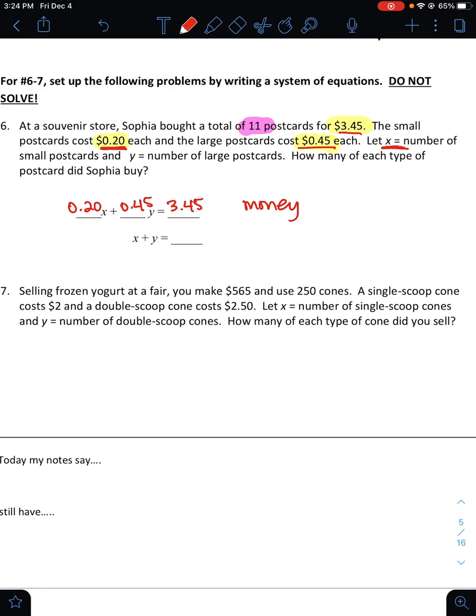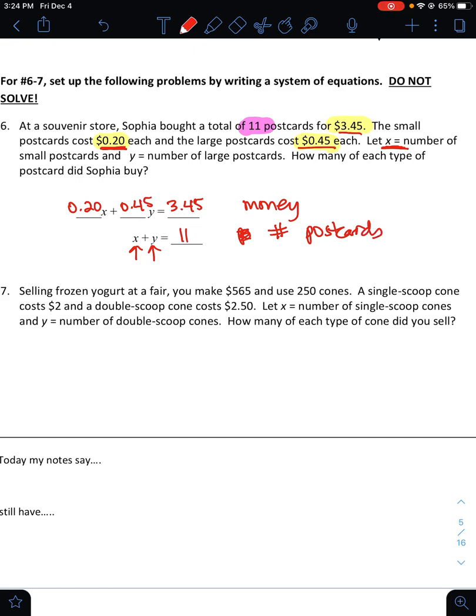The second one is, how many of each did you buy? Well, I had some small and some large, but altogether I bought 11. Maybe I bought 10 of one and 1 of the other, or something like that. So this is about, I'm just going to write here, number postcards.